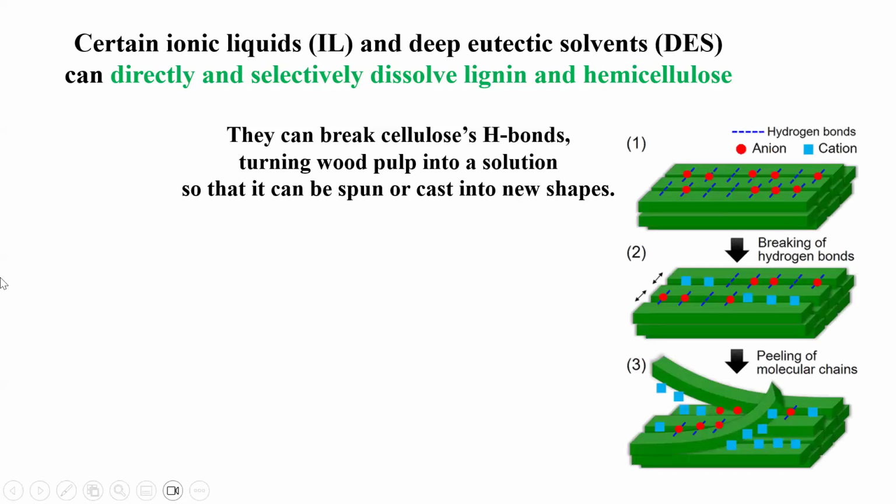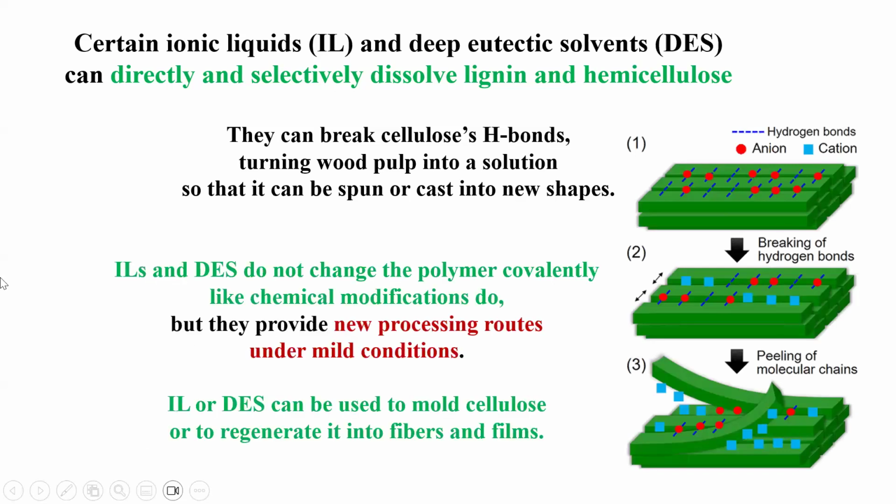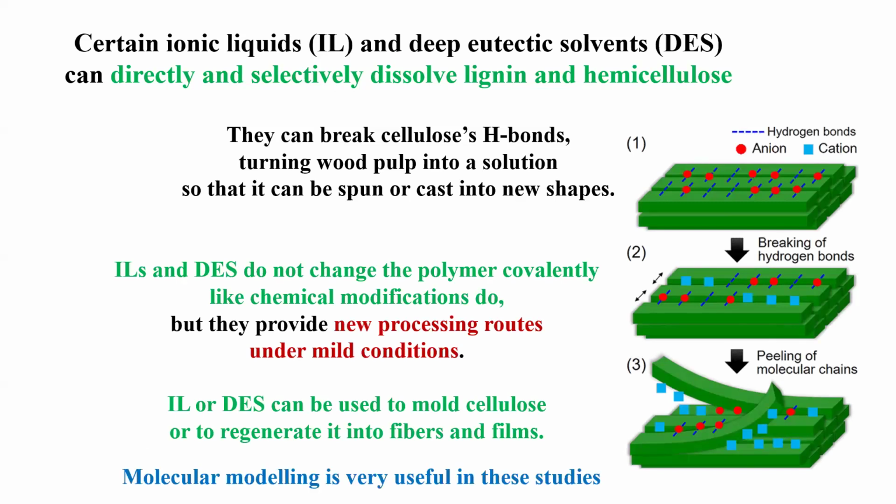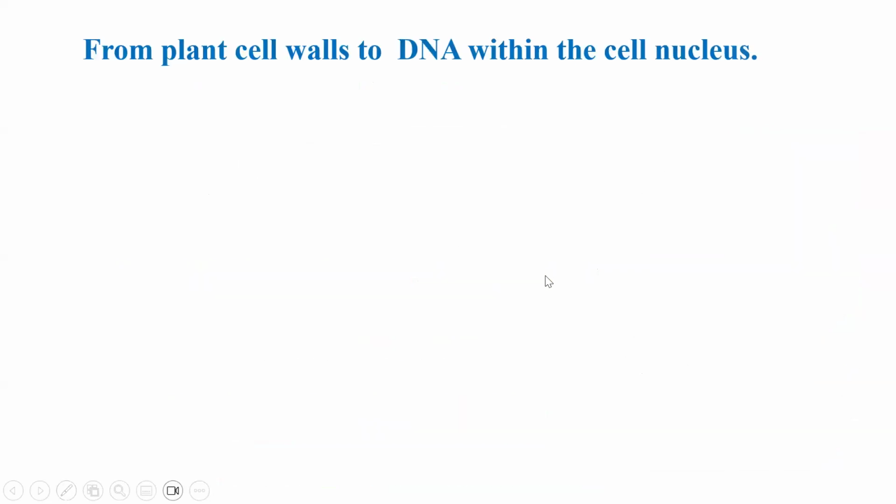So here is an illustration of how it happens. Actually they don't change the polymer covalently like chemical modifications do, but they provide new processing routes under mild conditions. Yeah, and molecular modeling is very useful in these studies.